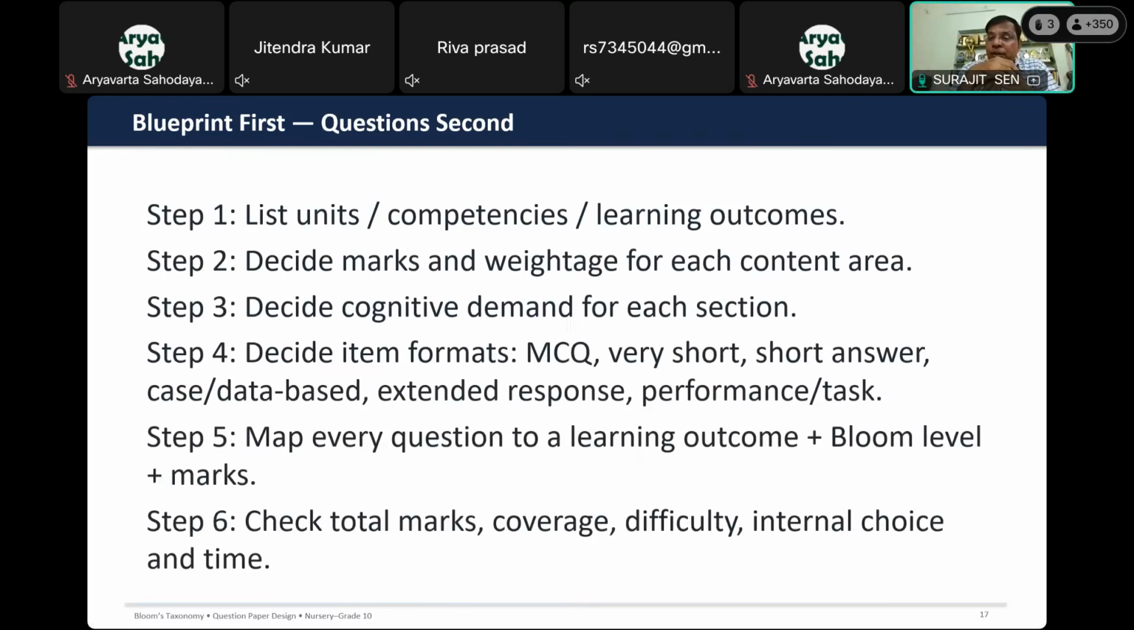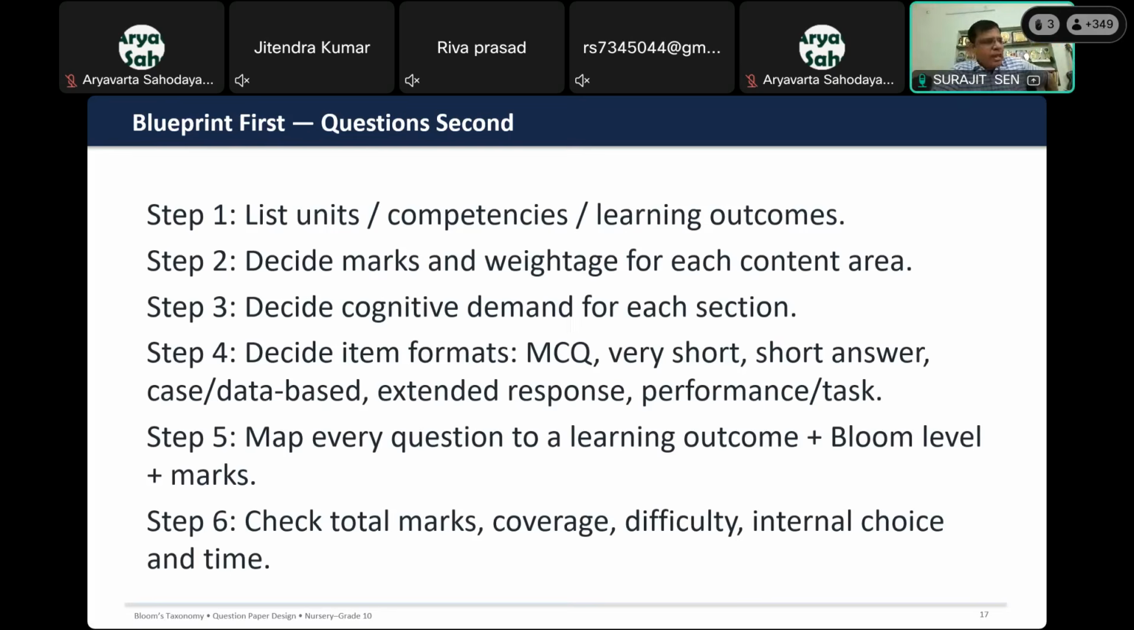Decide the cognitive demand for each. How many questions will be of difficult level, how many of moderate level, how many of easy level. Decide item formats: MCQs, very short questions, short answer questions, long answer questions, and so on and so forth. Okay, case-based questions, extended response, performance task, and so on. Step 5, map every question to a learning outcome. That is important. Why are you giving that question? What do you want to see out of that question?